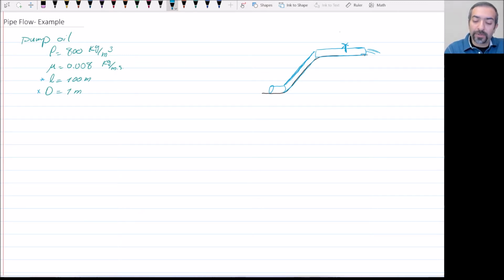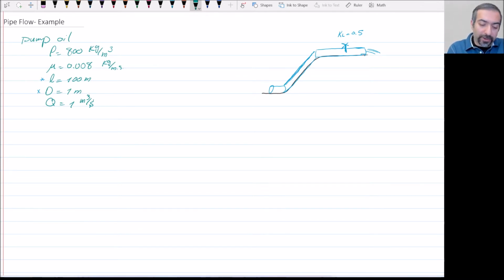We know the loss coefficient KL for the valve is 0.5, and it's a dimensionless number. Perfect. So the question is, what is the pump head needed to be able to achieve a volume flow rate Q of 1 cubic meter per second? This is basically the flow rate that we want to achieve.